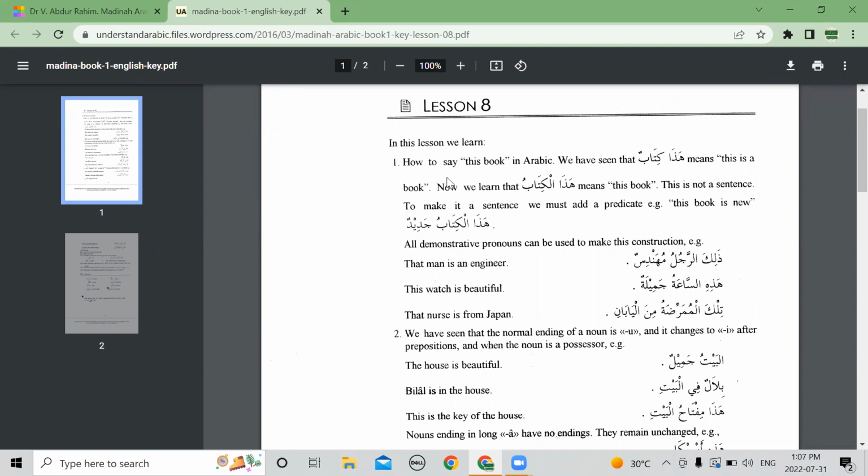Remember, hadha kitabun. This is a complete sentence, a jumla, which means this is a book. Hadha is ma'rifa and kitabun is nakira because of the tanween. When we say hadhal kitabu, instead of kitabun with tanween, we say al kitabu, with alif lam. This means this book. It doesn't mean this is a book, it just means this book.